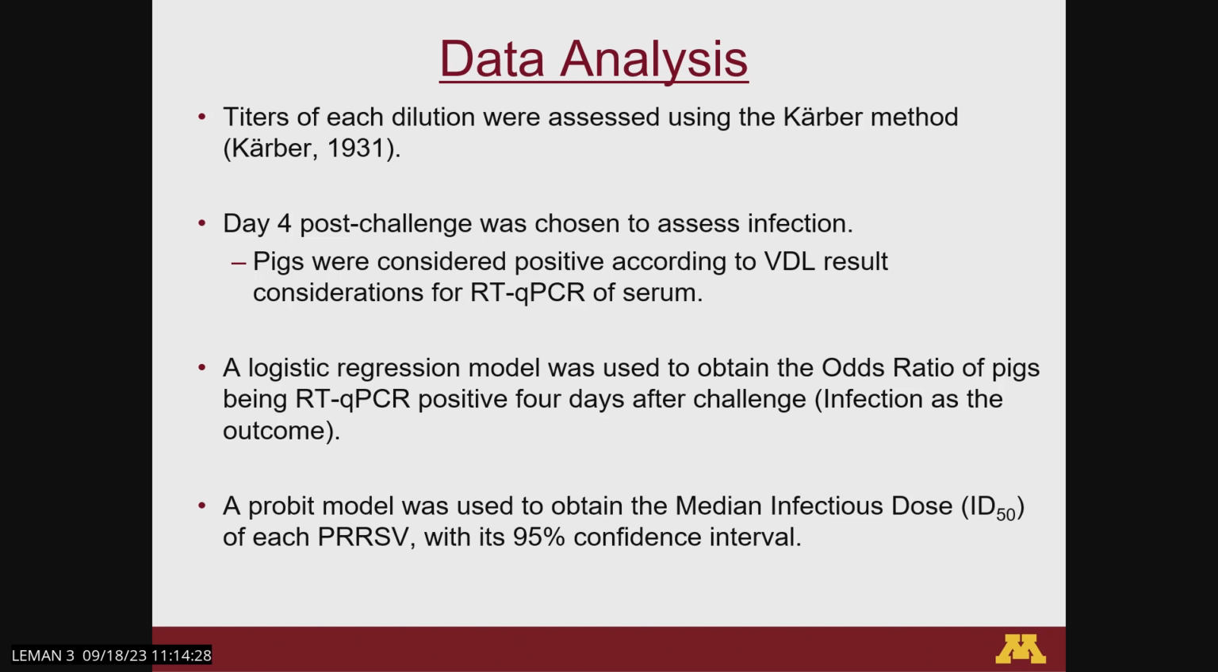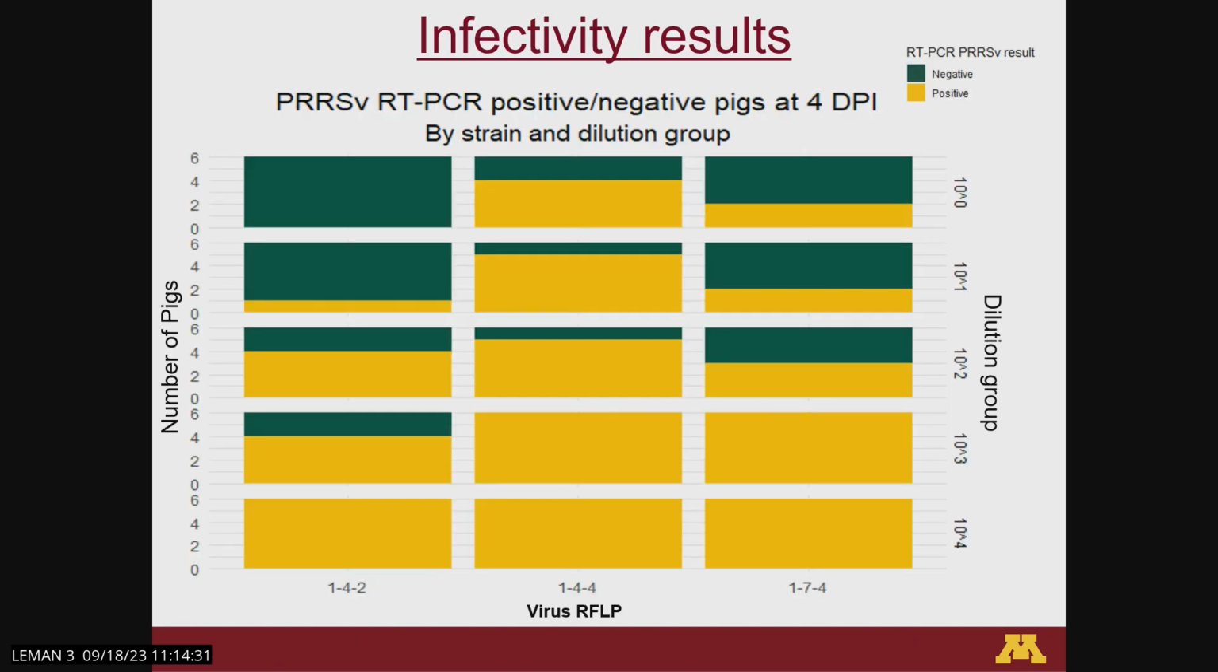So let's check some of these results from the first objective, infectivity. We see the far left y-axis is the number of pigs per subgroup, up to 6. The y-axis on the right side shows each subgroup, 10^0, 1, 2, 3, and 4.